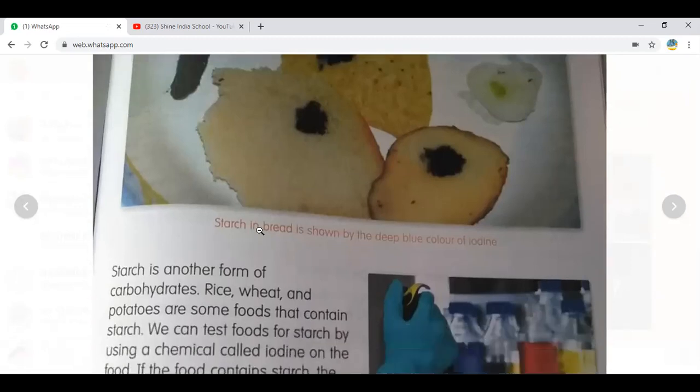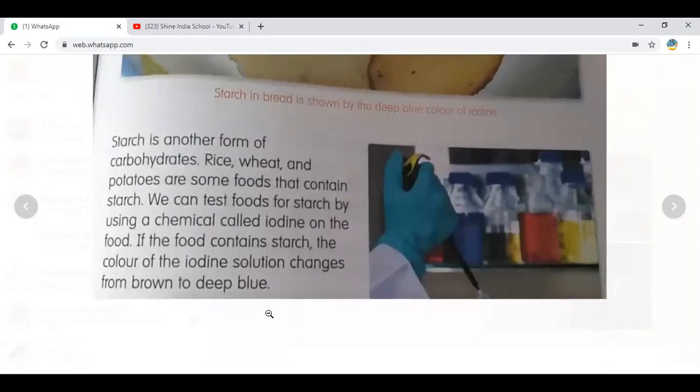Now the next paragraph, children. Starch is another form of carbohydrate. First point here.